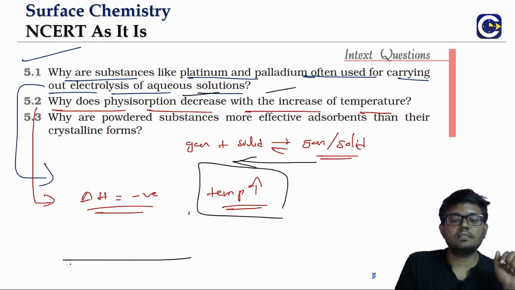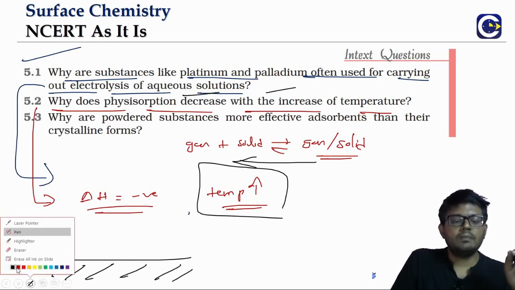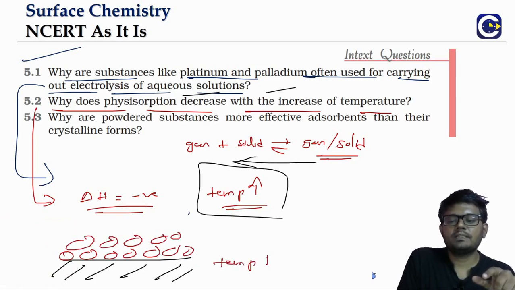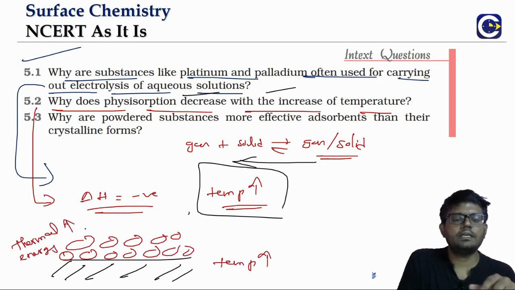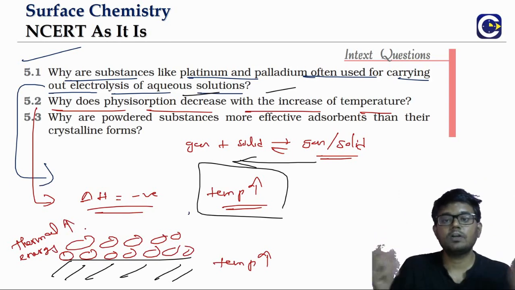We can also answer this the other way. Think of it: on the surface of the solid, imagine you have gas particles coming and settling. If you increase temperature, the thermal energy of the particles will increase. So thereby they will be able to move away from the surface. That way also we can explain this.